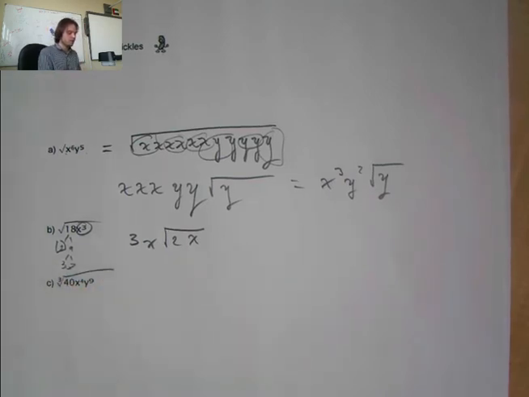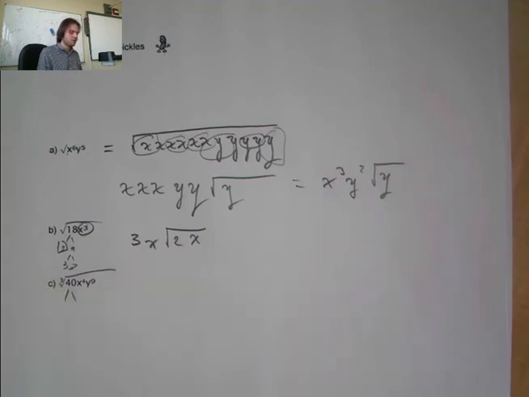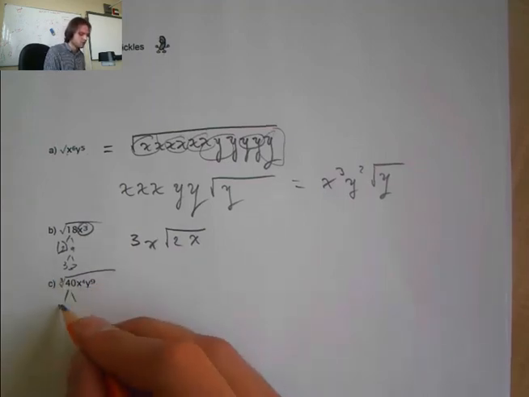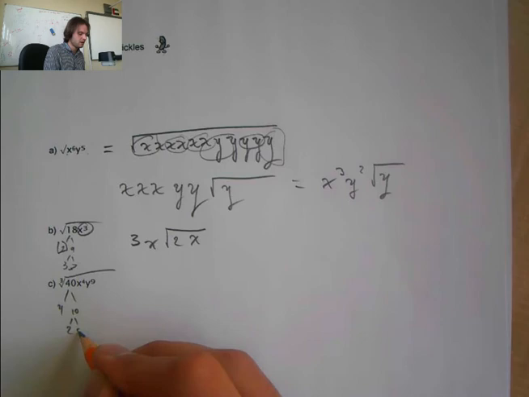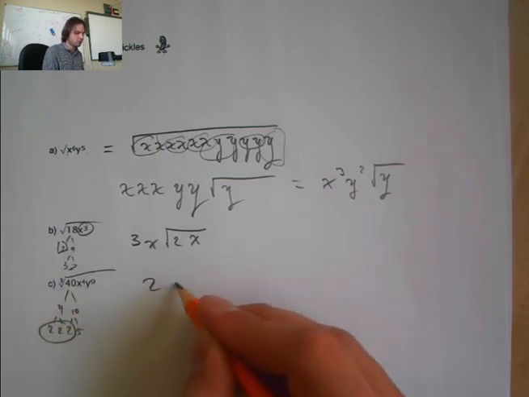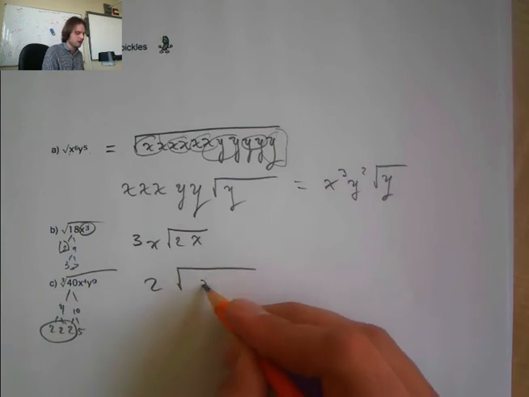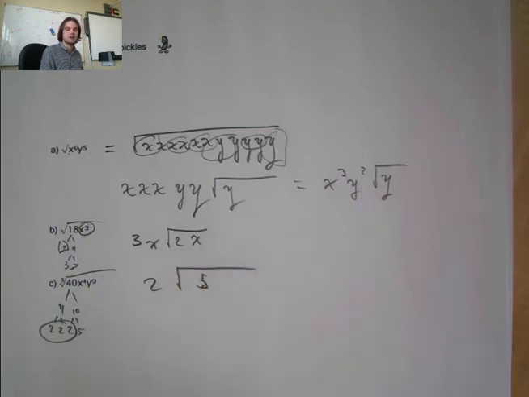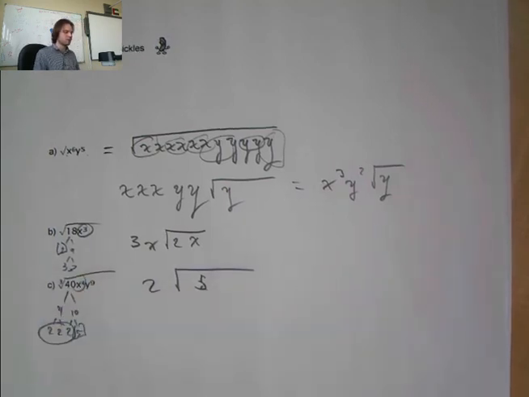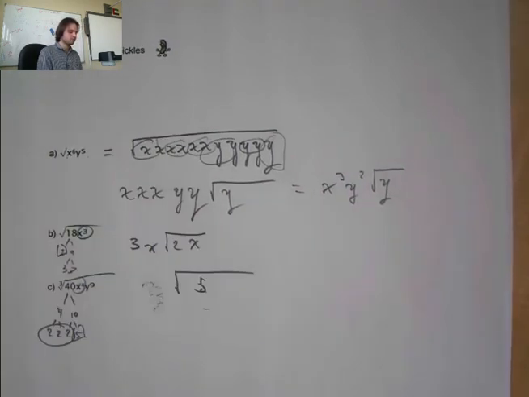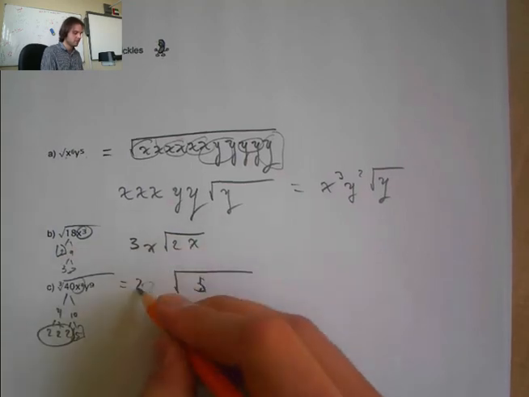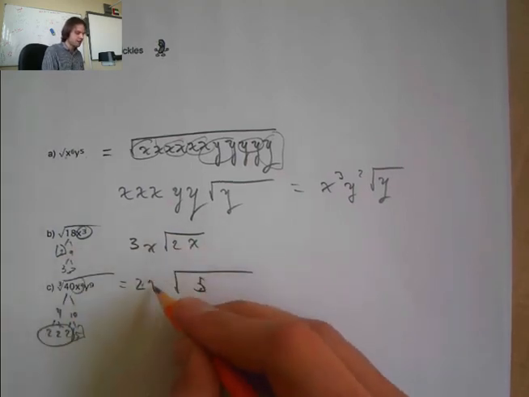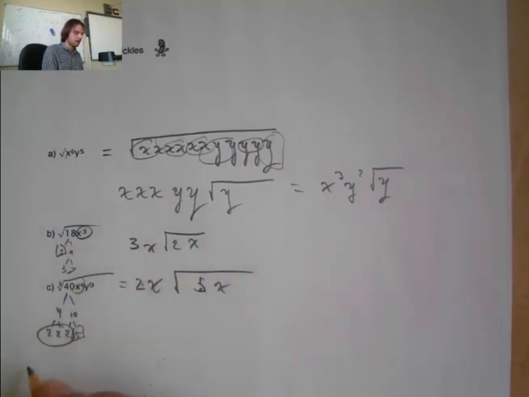Now let's take a look at this one here. We have 40 and then all that. We need groups of 3. So this is 4 and 10, 2 and 5, 2 and 2. I have a group of 2's. So 2's. But I'm still left with a 5 on the inside, right? This 5 is still left there. Now x's. Do I have groups of x's? Yes, I do. I have 3 x's to take out, and there's going to be 1 x left.